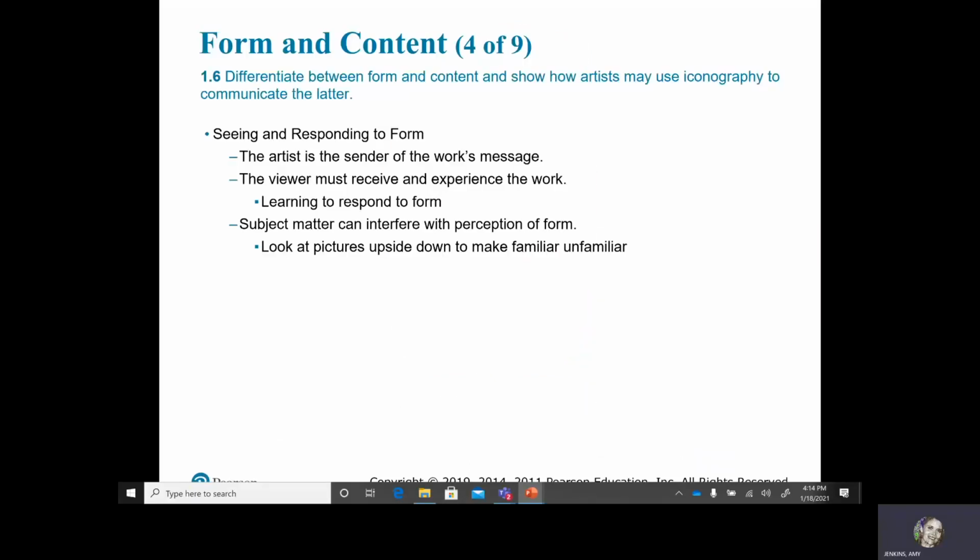Seeing and responding to form. The artist is the sender of the work's message. The viewer must receive and experience the work. We have to learn to respond to form. Subject matter can interfere with the perception of form. Look at pictures upside down to make the familiar unfamiliar. That is a good technique in trying to draw things. Whenever you want to look at it in a new way, you turn it upside down and you can look at things in a new way.